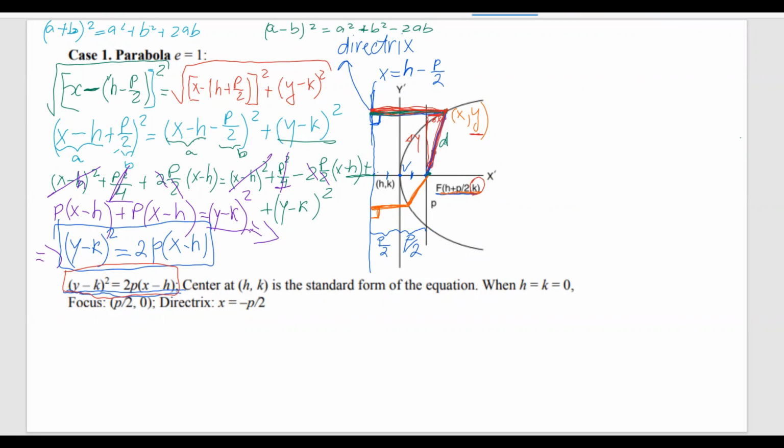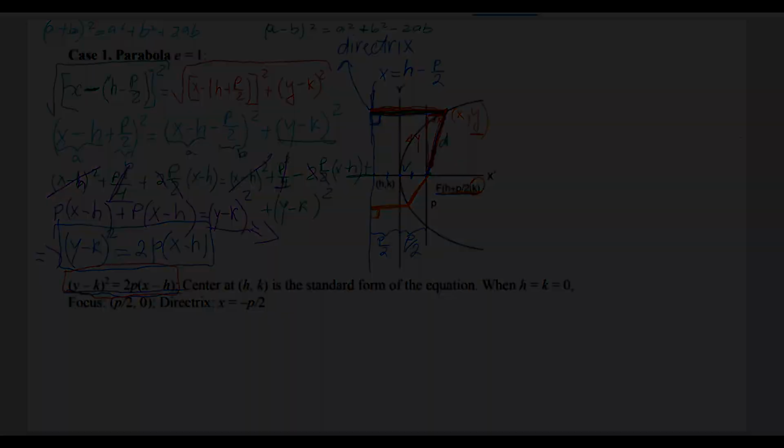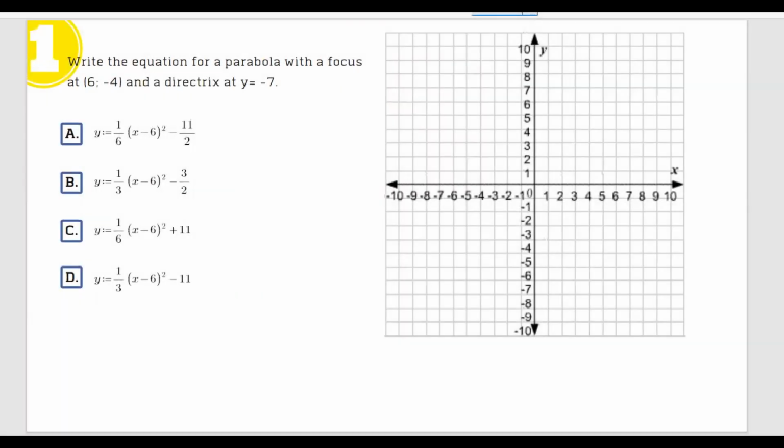And now let's work on an example, or on a few examples. I have 2 examples for you today. Write the equation for a parabola with a focus at (6, -4) and a directrix at y equals -7. So first, let's just draw the directrix at -7. Try and draw a straight line as much as I can. So this is the directrix, which is given in the problem. And the directrix is y equals -7.